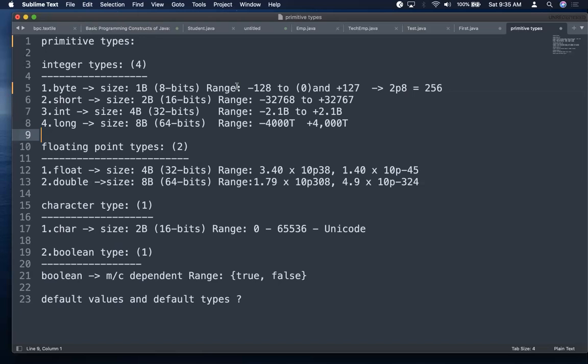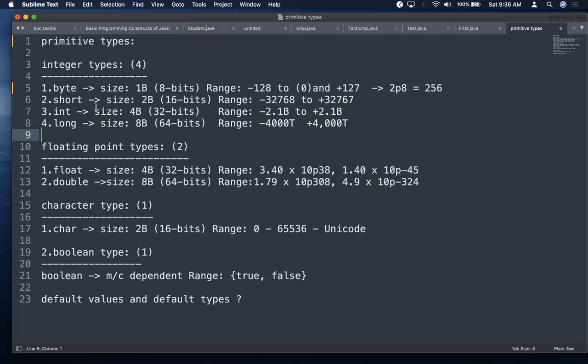Why do we have all these integer types? Why 4 types? Just to manage the memory efficiently. For example, I want the number 10. I can declare that as a byte, so it will occupy only 1 byte. If I declare that as an integer, it will occupy 4 bytes. If I declare that as a long, it occupies 8 bytes. Just to manage the memory efficiently, this many data types are there for numbers. And the same is the case with the floating point types also.